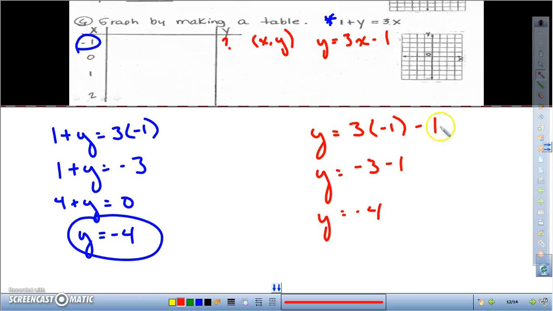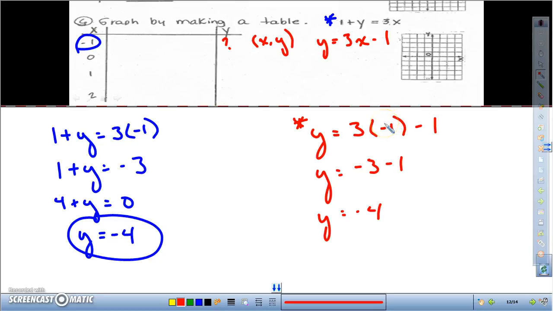This can also much more easily be done in your head than this over here. Okay, and as the equations get a little more complex, then it's going to be even more beneficial for you to have it solved for y first.